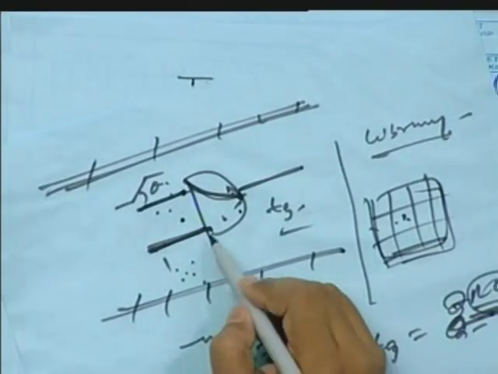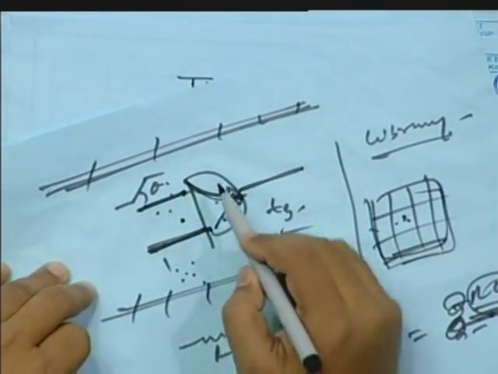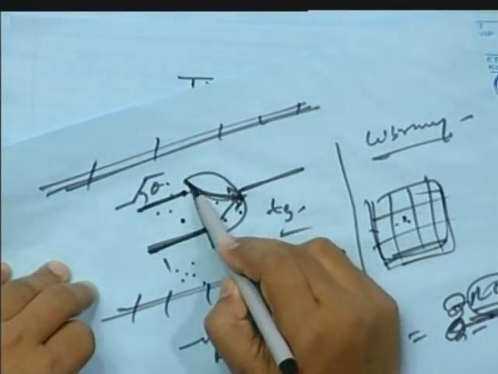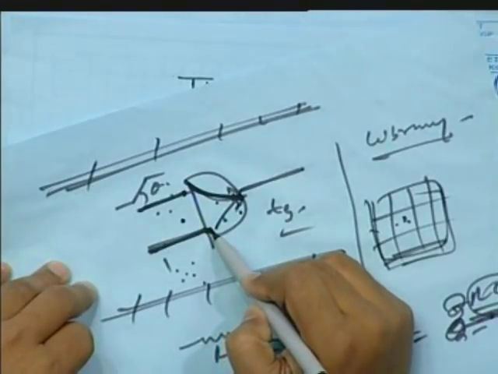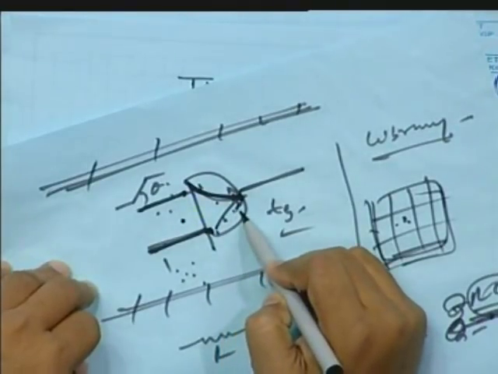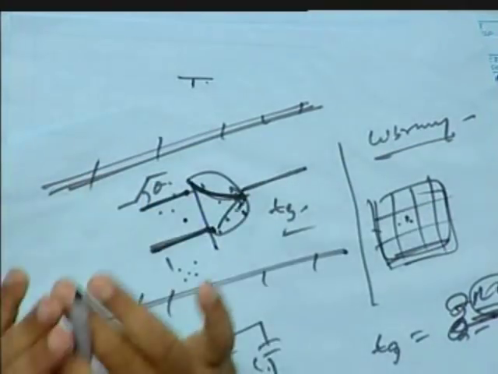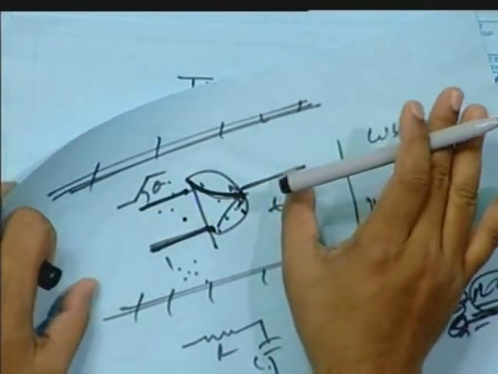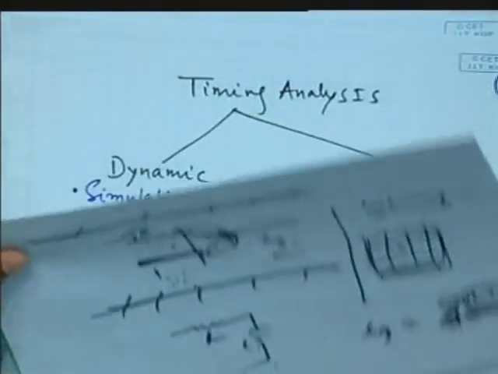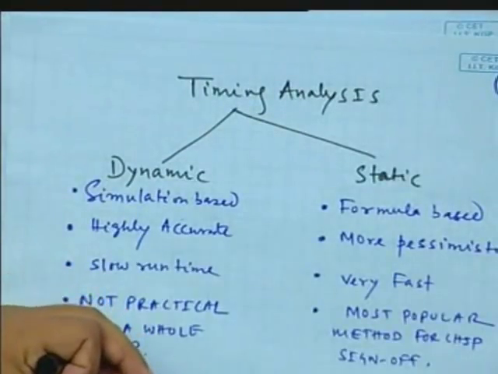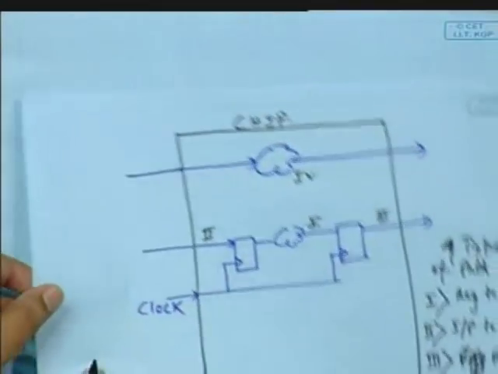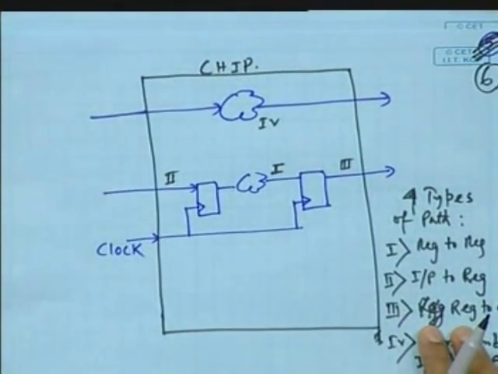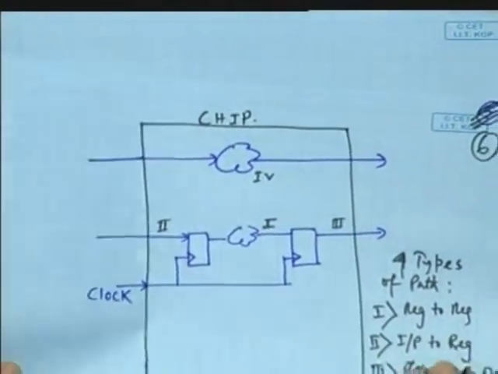But if you know that for this arc, the maximum delay is when it is changing 0 to 1, or 1 to 0, you take that maximum delay always. You do not need to bother about the minimum delay when you are doing the setup analysis. So that's how it becomes faster. Okay, so far is it understandable? You are sleeping there, I am seeing.